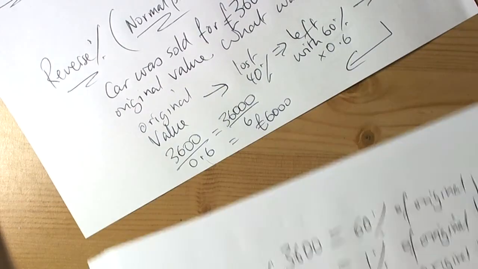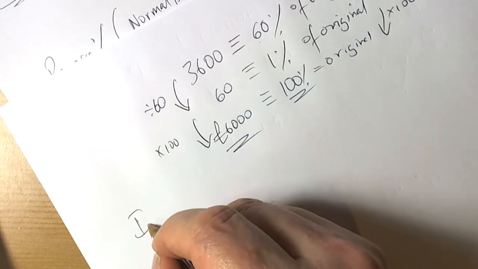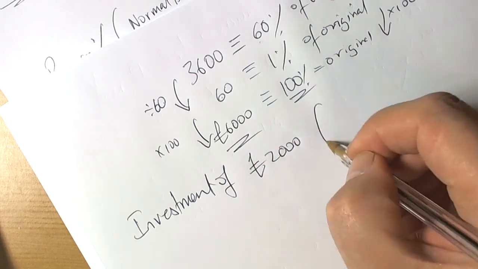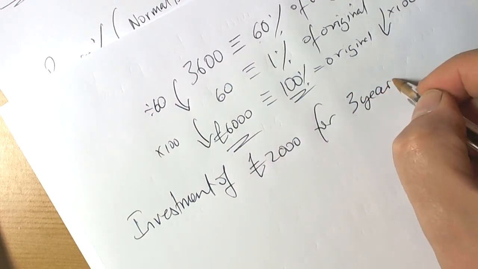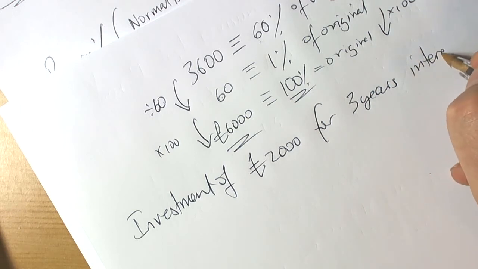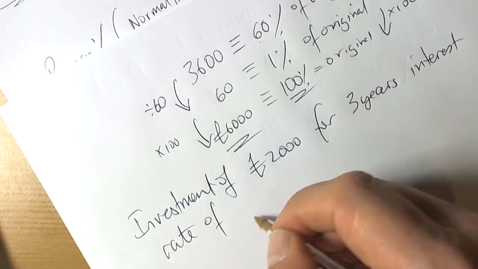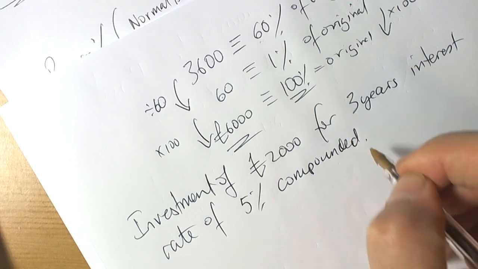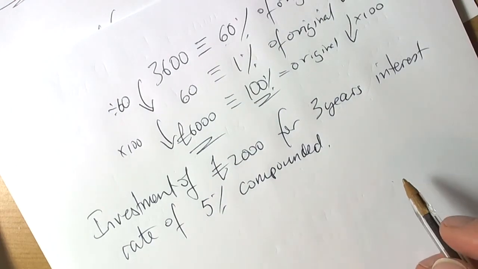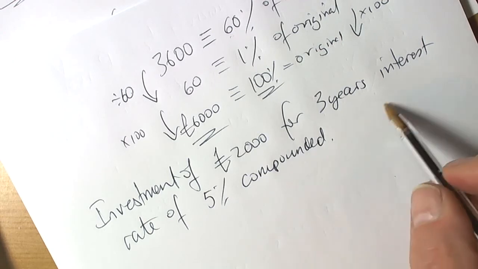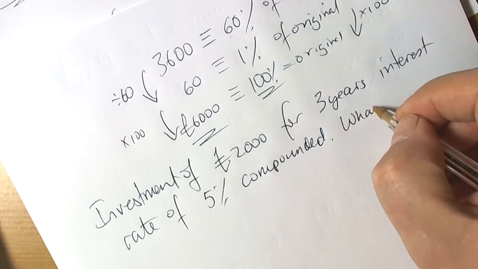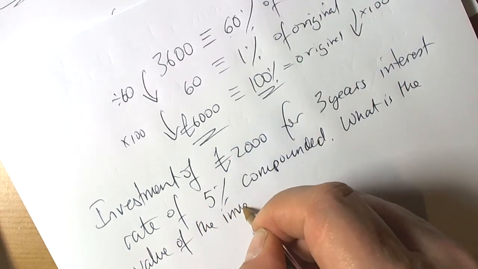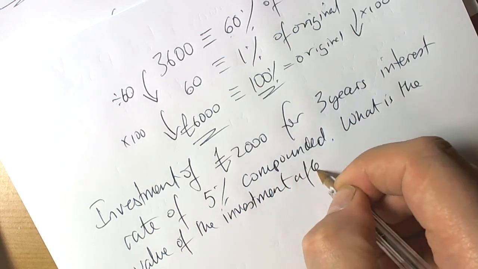If I had to do an investment question, say an investment of £2,000 for 3 years, interest rate of 5% compounded, then this is the kind of question where a percentage multiplier would be useful, because we're asked what is the value of the investment after 3 years.